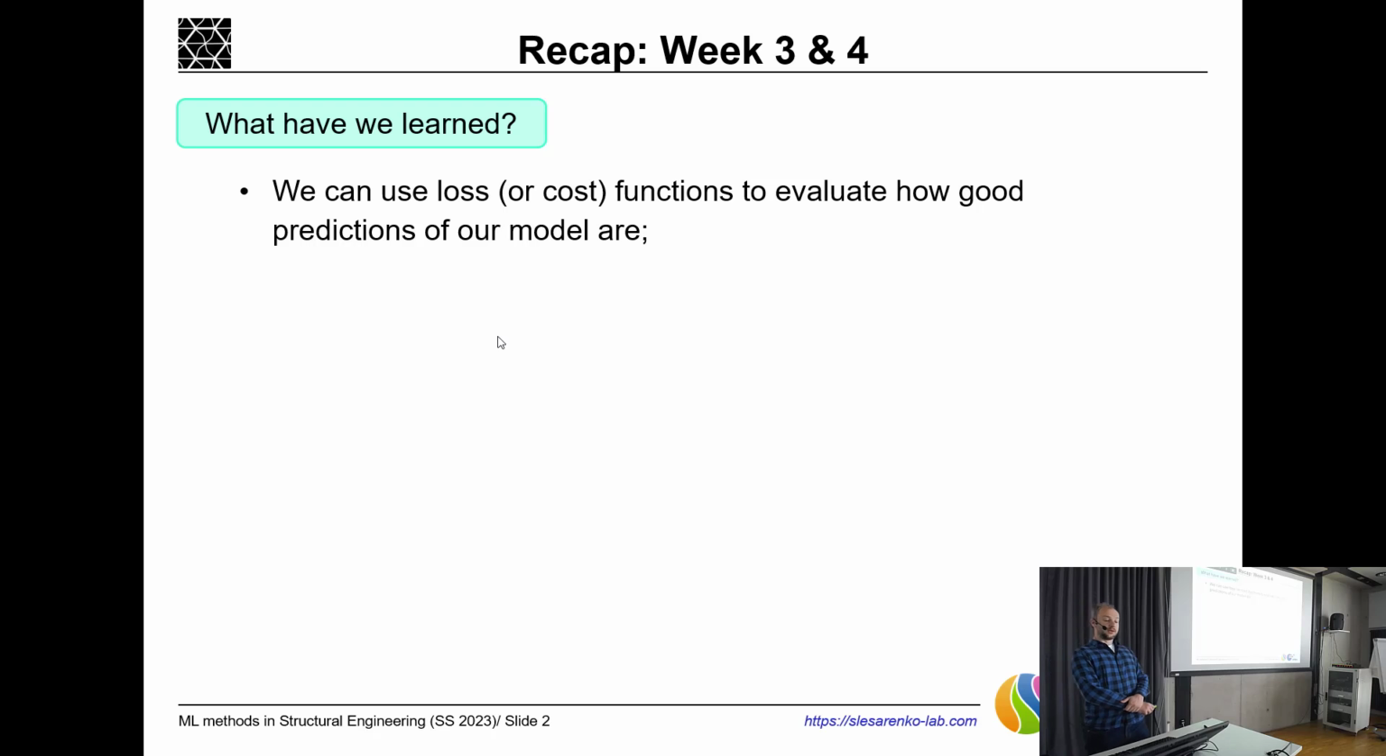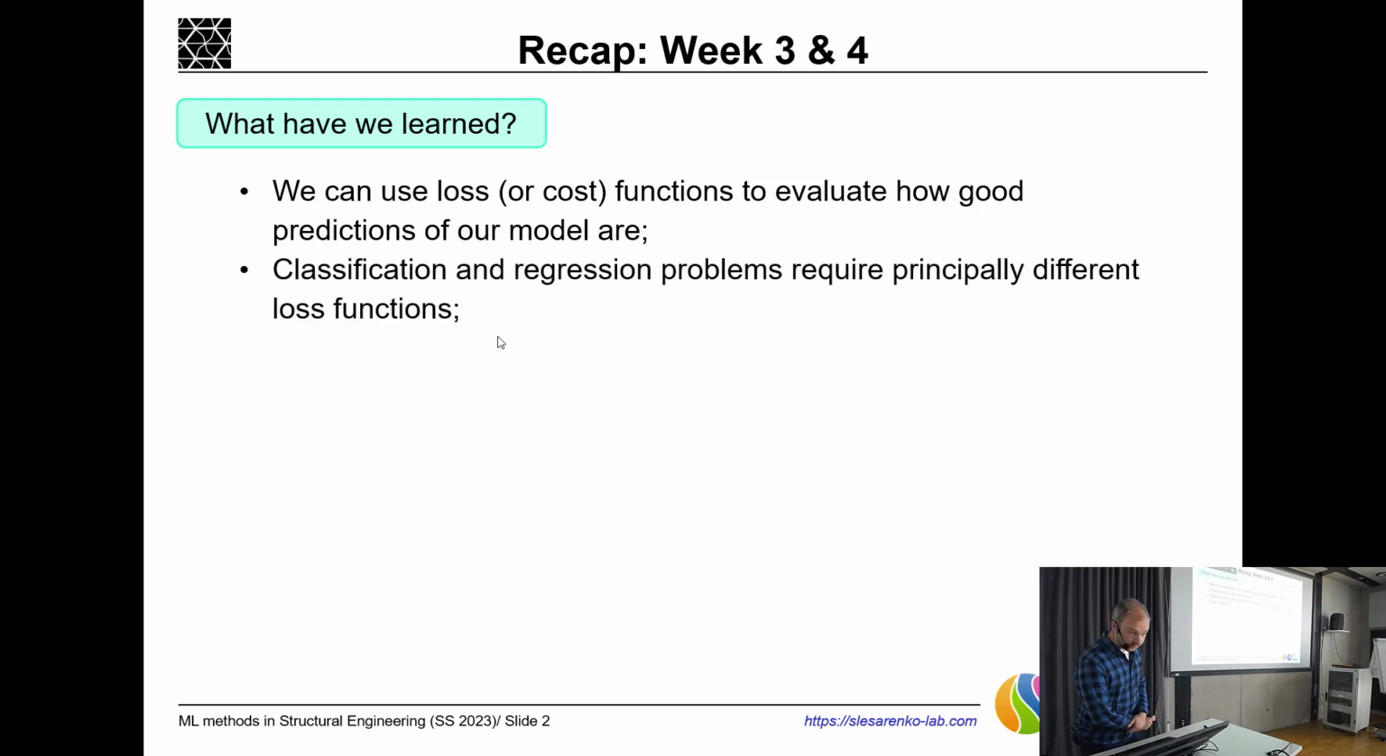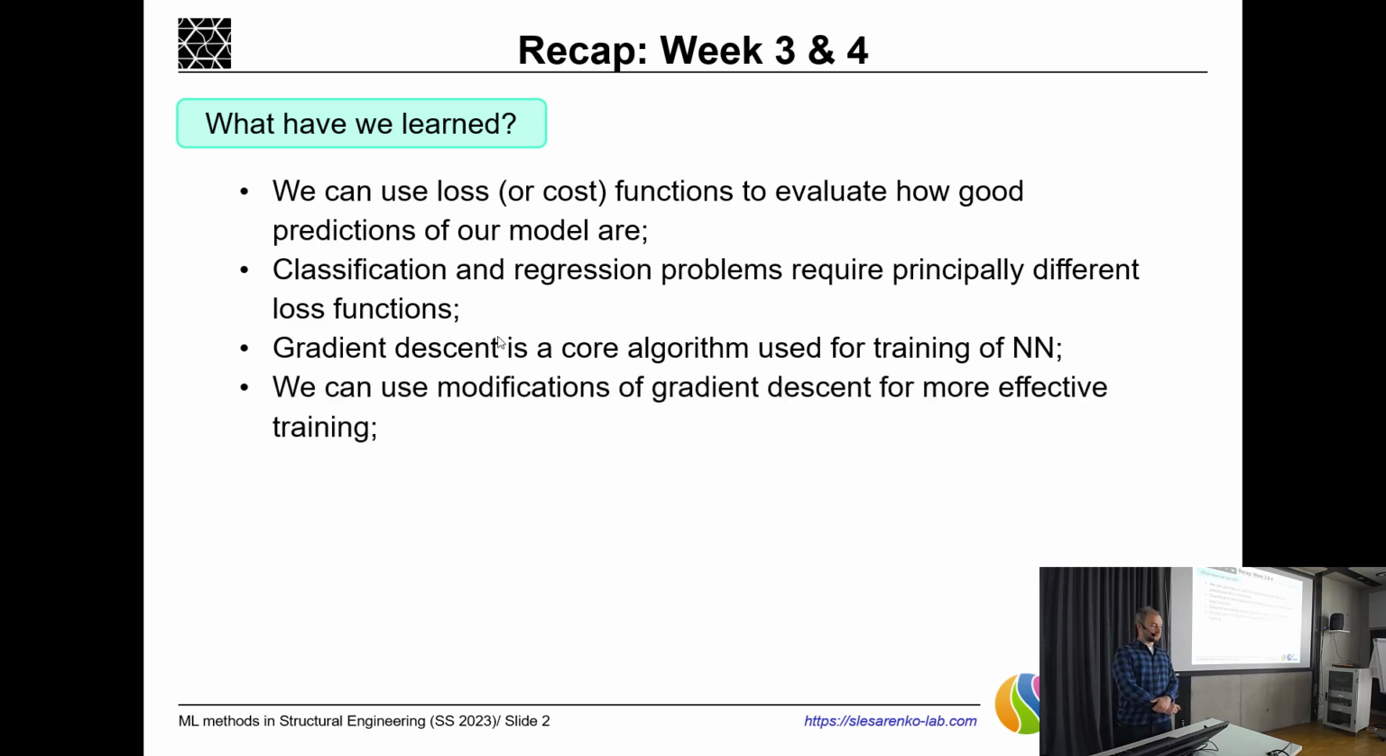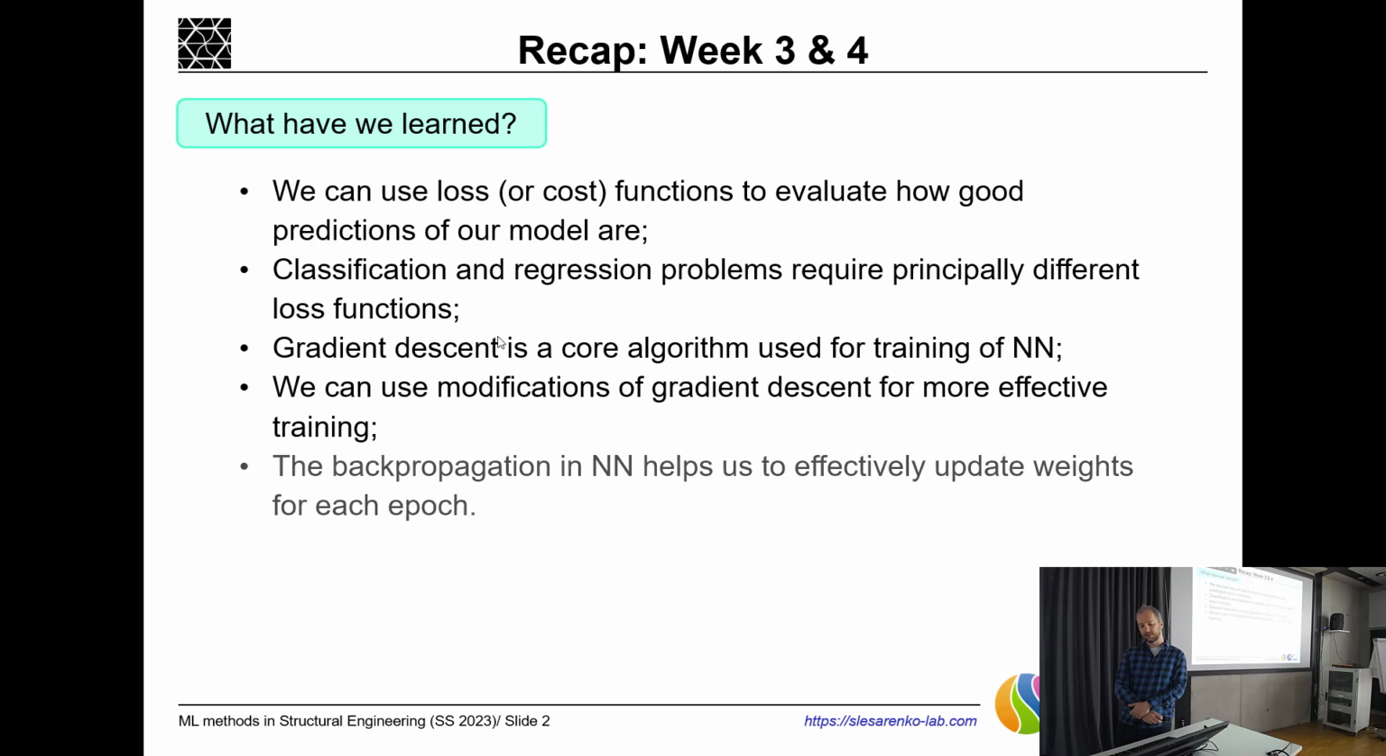weeks. First of all, we know that we can use loss or cost functions to evaluate how good the predictions of our model are. And we basically know that there are different functions for the different types of tasks that we have, either classification or regression. We played a little bit with gradient descent, and we understand this is a core algorithm, and it will be a core algorithm for convolutional neural networks as well. There are, of course, modifications that we use in practice, and this is quite good. Backpropagation is a cool feature of neural networks that helps us tremendously to effectively update weights for each epoch.